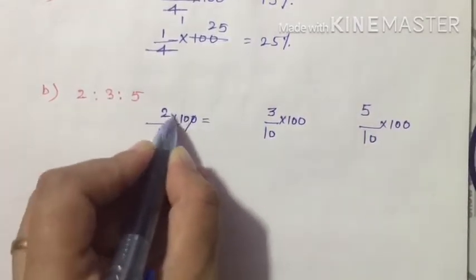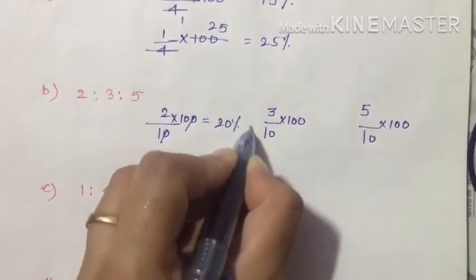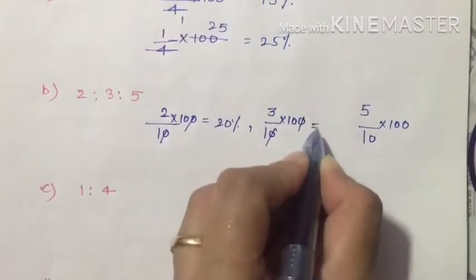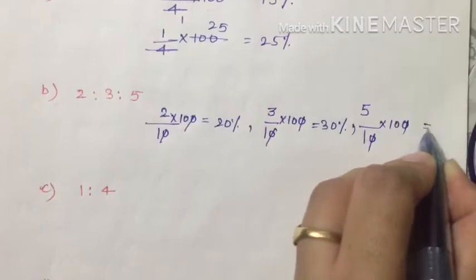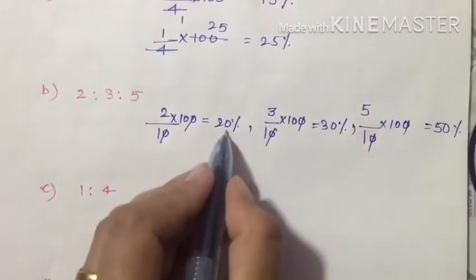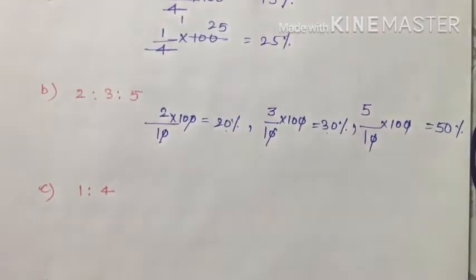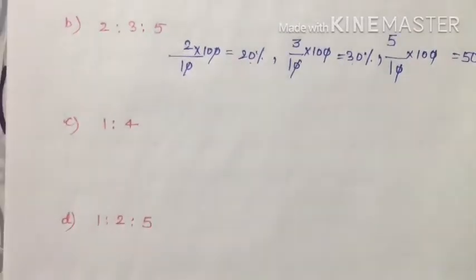Now 10 multiply by 2, 20%. 10 multiply by 3, 30%. 10 multiply by 5, 50%. So 20 plus 30, 50. 50 plus 50, 100. That means our answer is correct.